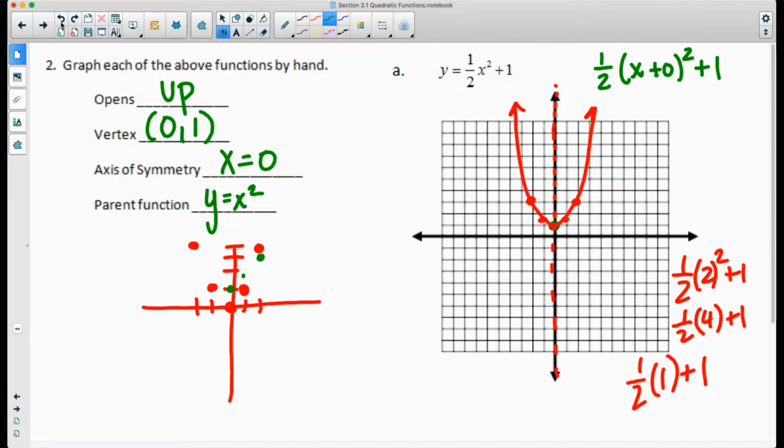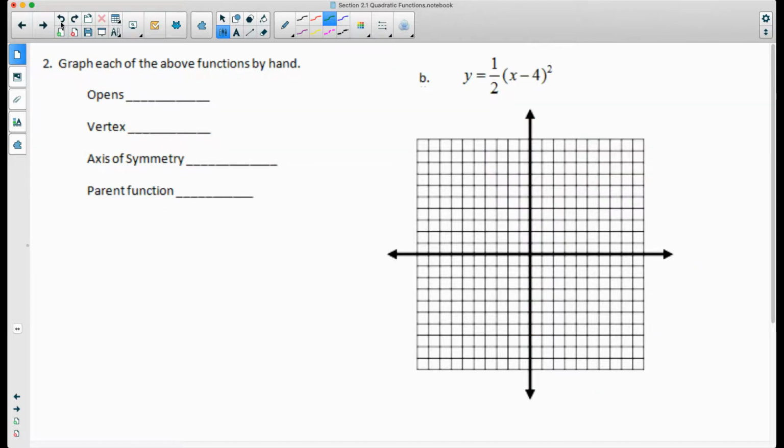So if you want to do it by transformations, go for it. If you want to do it by just graphing it by knowing the vertex, go for it. I could care less either way, as long as you're graphing it. You can make a table of values all day long if you wanted to and do neither one of these options. All right, you try this one.